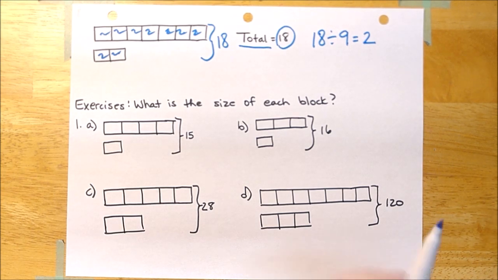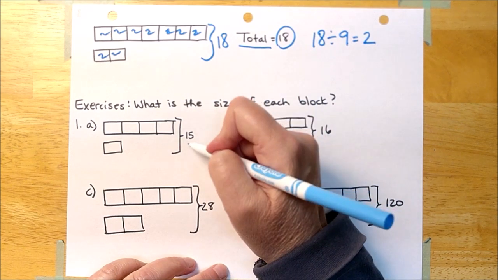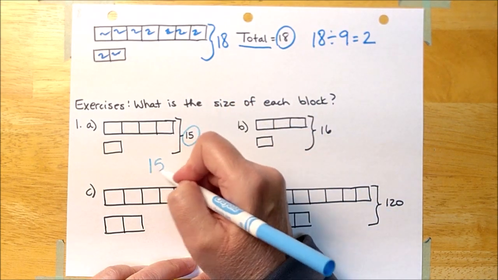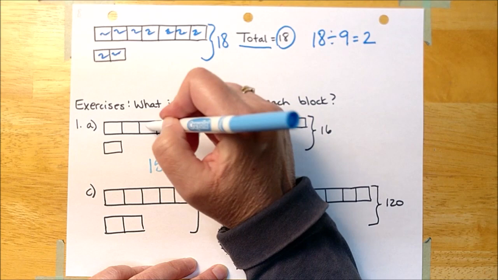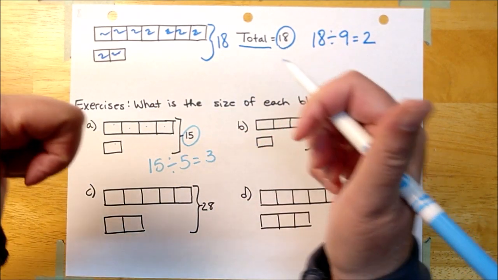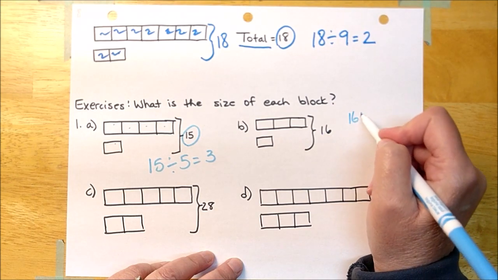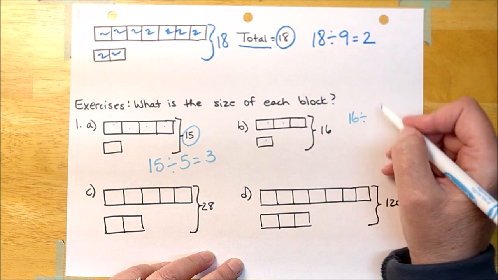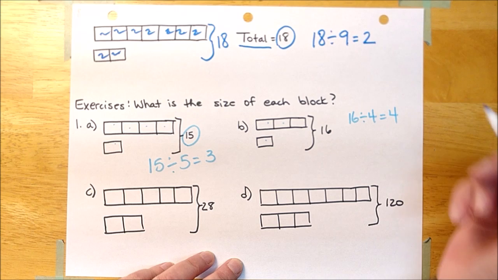Okay, we're back. So we know that the total is 15. So we have 15 altogether. And how many blocks do we have? 1, 2, 3, 4, 5. 15 divided by 5 equals 3. Here we know our total is 16. We have 1, 2, 3, 4 blocks. So that would be 4.